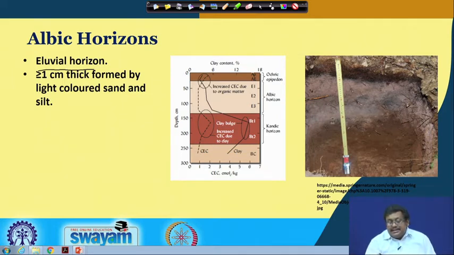So, as you can see, this is an example of this subsurface albic horizon, and here we are putting CEC in the x axis and depth in centimeters in the y axis. So, obviously, at the top there will be ochric epipedon, below it there is an albic horizon followed by candic horizons. So, again albic horizon is an important alluvial or subsurface horizon.